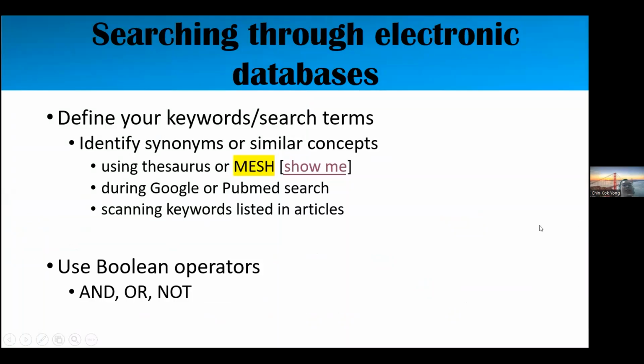Anyway, after identifying your synonyms, you can also brainstorm the synonyms with your supervisor who is an expert in the field. Then you have to combine all these using Boolean operators AND, OR, NOT. These Boolean operators have to be typed in capitals into the search bar. If you put a small letter and, or, not, it will be ignored by the search engine. You have to type it in full capitals so that it is recognized as a command in the search engine.